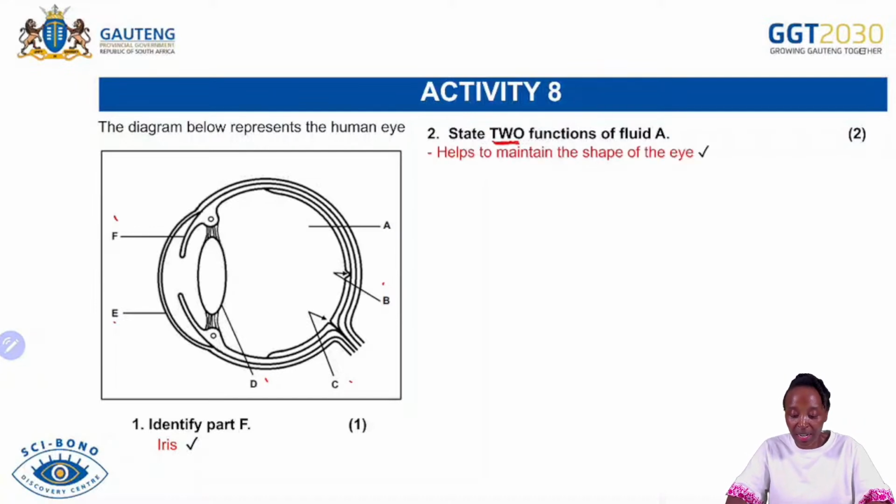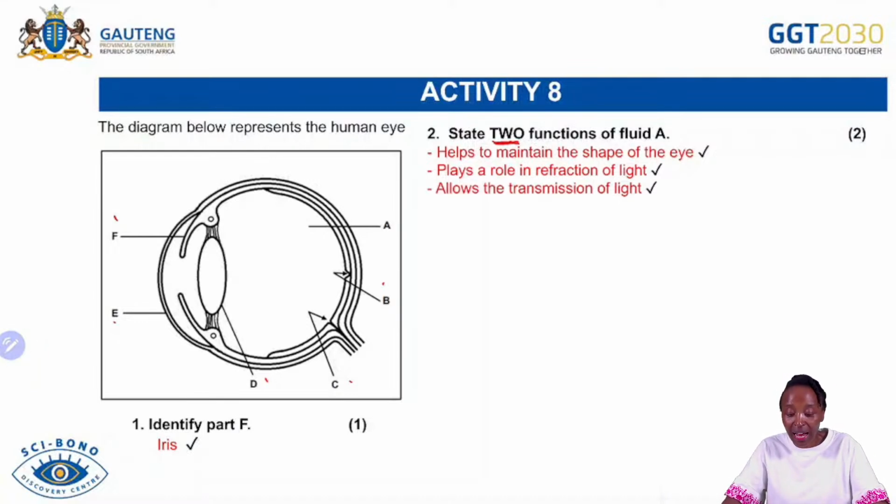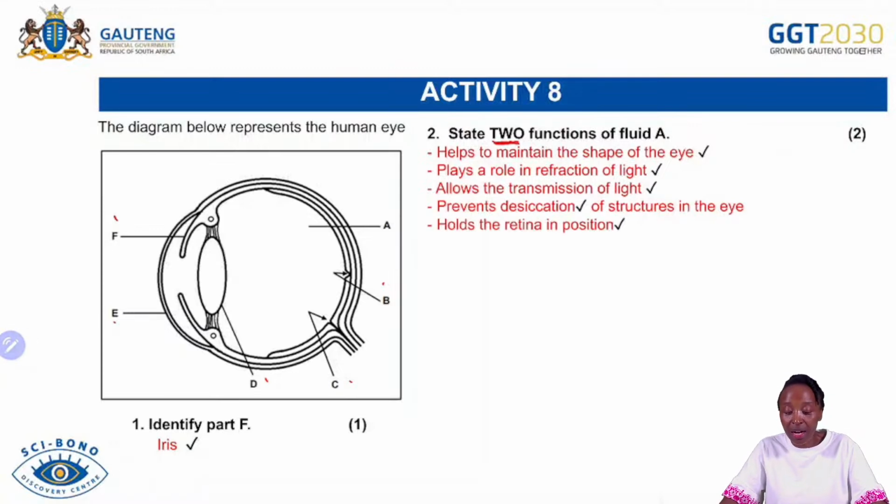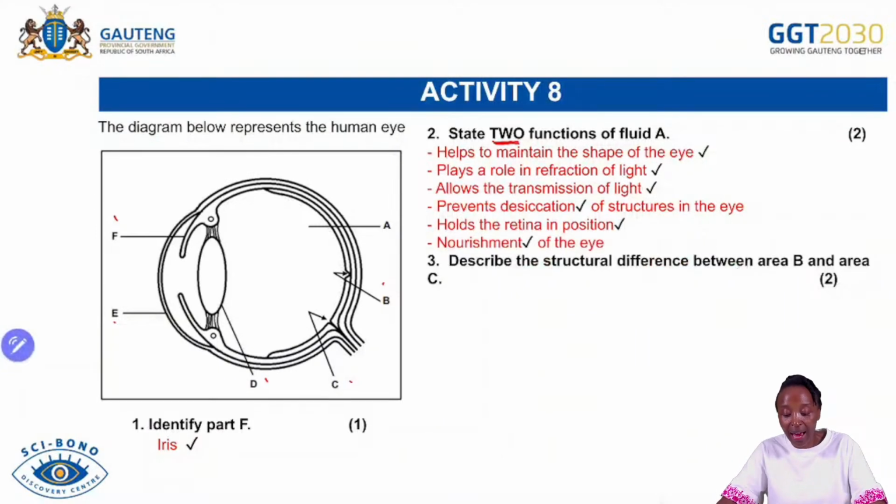So let's look at the functions that are written here. It helps to maintain the shape, the eyeball keeping its shape. It's because of the vitreous humor. Plays a role in the refraction of light, allows the transmission of light. What else does it do? Prevent desiccation of the structure of the eye, that is drying out. It holds the retina in position, which is this inner layer that has the photoreceptors. It also nourishes what? The eye. So that is the function of the vitreous humor. So it has many functions, but they only wanted two. So any of these functions could have given you marks.